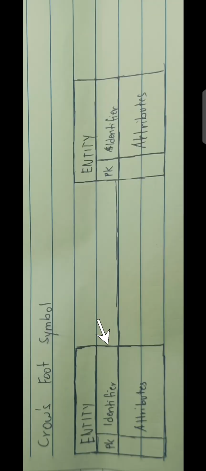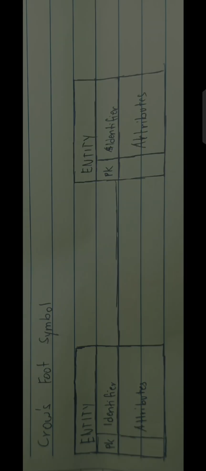Next is the crowfoot symbol. A crowfoot symbol is a square shape where the entity is written in the upper part, the identifier, and the attributes. The identifier is a unique attribute from each entity, and the relationship of this is written in the middle.